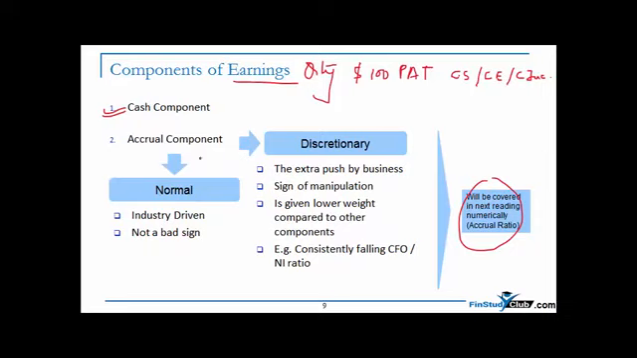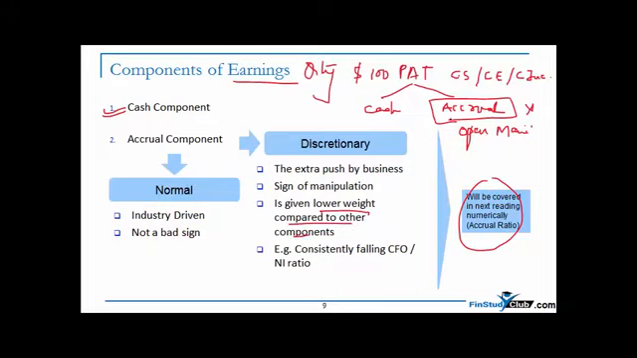accrual component here has been further divided into 2 aspects. I'm going to come to that a little later, but fact of the matter is that the idea is that this $100 of PAT should be divided between the cash component versus the accrual component. This component is something which needs to be discounted by the analyst. What I'm trying to say is that this is the place which is open for manipulation. I am not saying that it has been manipulated for sure, but all I'm trying to say is that there are chances that it might be, and hence a lower weight needs to be given to this particular component.